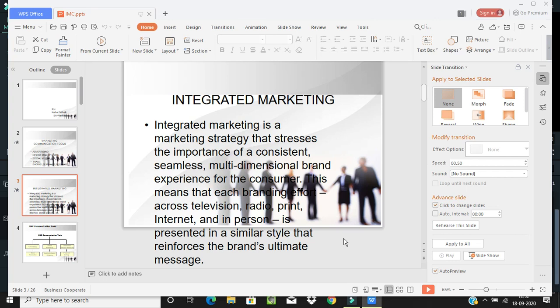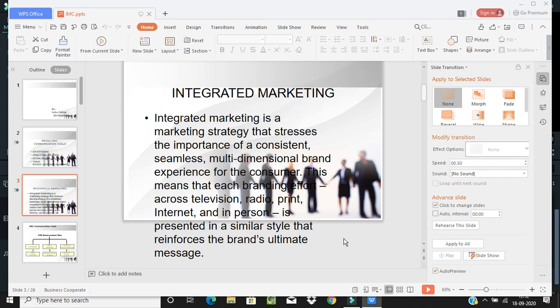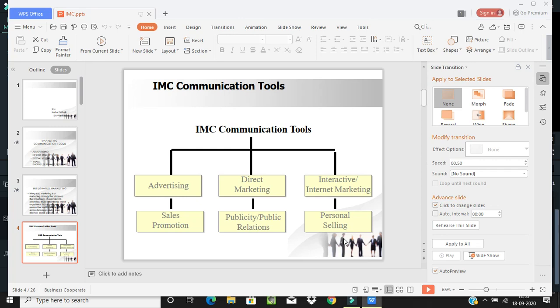Now next one is integrated marketing. Integrated marketing is a marketing strategy that stresses the importance of a consistent, seamless, multi-dimensional brand experience for the consumer. This means that each branding effort across television, radio, print, internet, and in person is presented in a similar style that reinforces the brand's ultimate message. Like, what are the IMC tools?